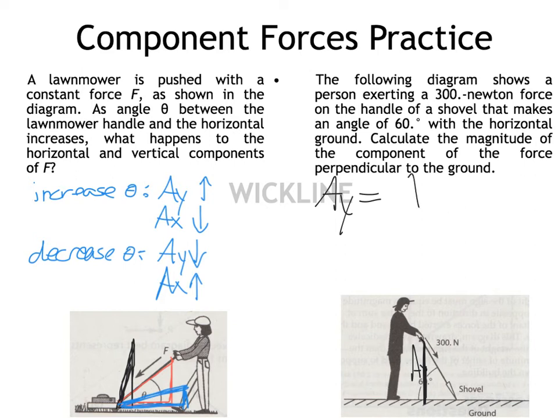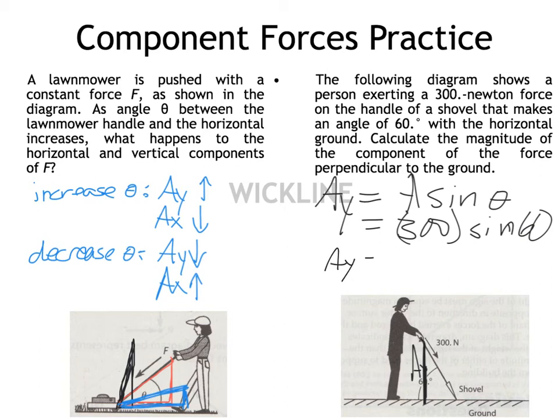It just says AY is A sine theta. It's really easy to use. So it turns out AY is going to be 300, which is the value for A, times sine of 60. So I'll calculate that and I'll put the answer in. My calculator gave me a value of, I guess we'll round that, yeah, it's going to be 260 newtons.